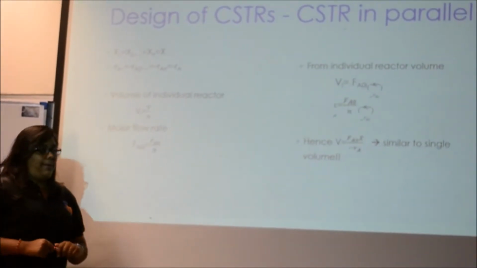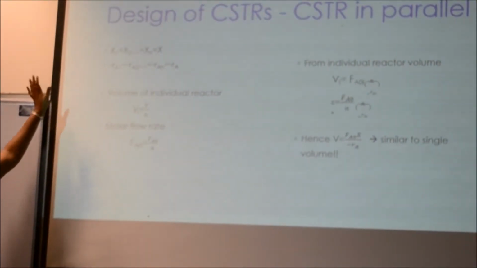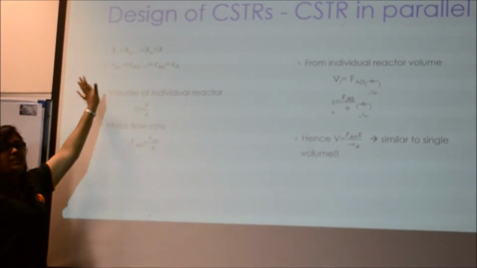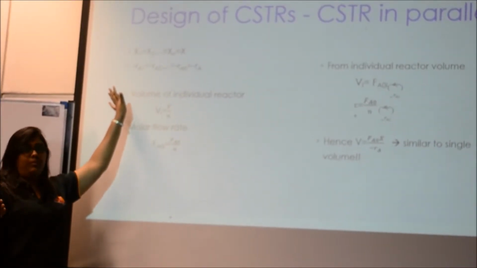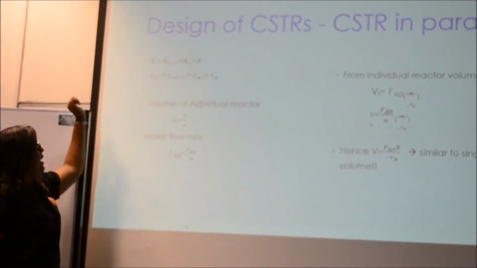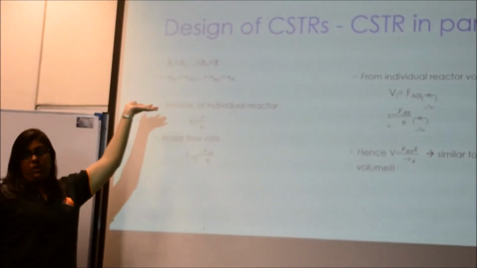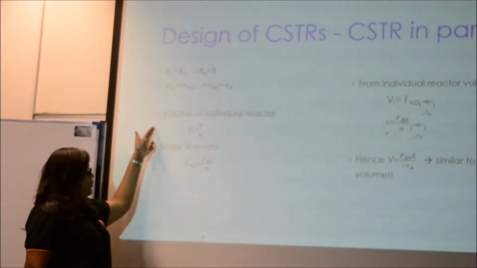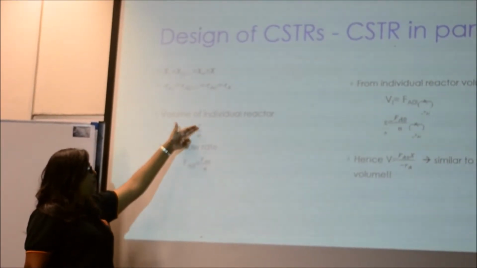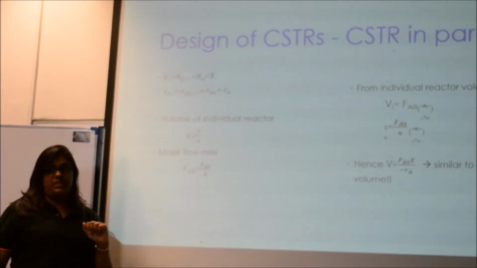Now let's talk about parallel. In parallel, you can see that the conversion is the same. That means x1 equals x2 equals xn, depending on the number of CSTRs. And then we have the reaction rate, which also equals the same. Therefore, the volume of an individual reactor is equivalent to the total volume over the number of CSTRs.